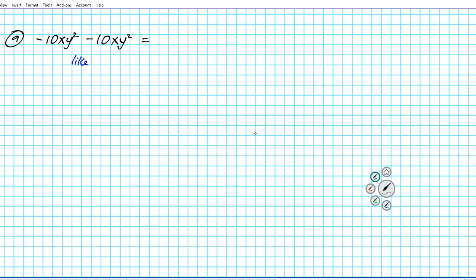Okay, so we combine coefficients. Negative 10 minus 10 is negative 20. And then you bring down the variables, xy squared. And that's the answer to question number 9.